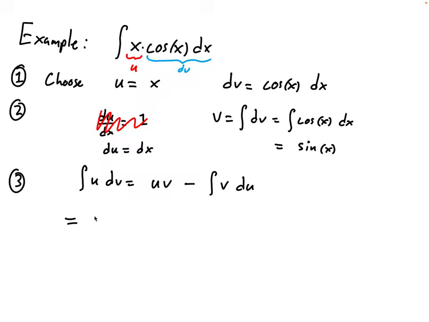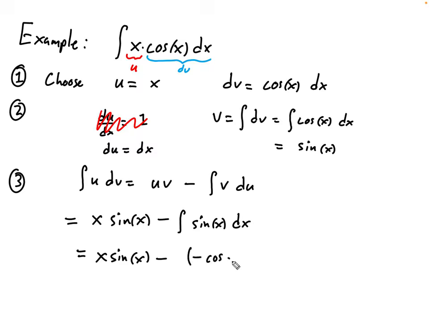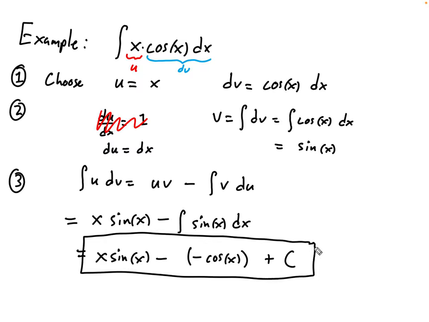We have u, that's x, times v, that's sine of x, minus the integral of v, sine of x, times du, which in this case is simply dx. Now we're ready to solve this final integral. We have x times the sine of x minus the antiderivative of sine. The antiderivative of sine is negative cosine of x, and then we add on a plus c. This is our answer. And that's how to use integration by parts.